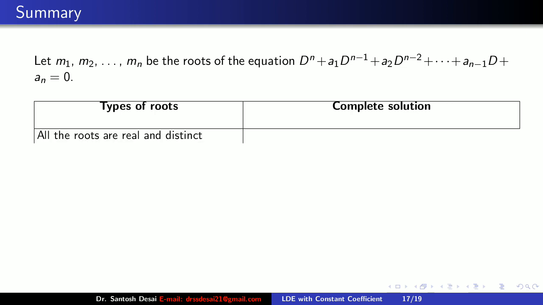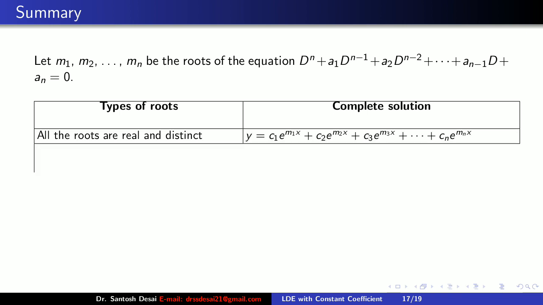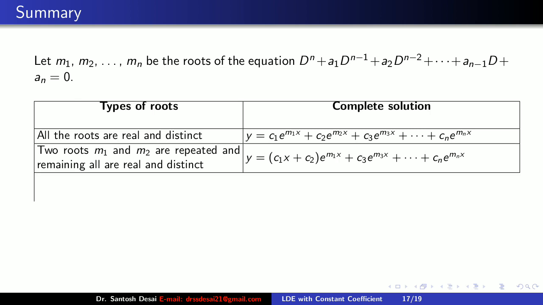So the first one, if all the roots are real and distinct, in this case the complete solution is y = c1 e^(m1x) + c2 e^(m2x) + and so on + cn e^(mnx). Second case is if two roots m1 and m2 are repeated and remaining all are real and distinct, then the complete solution is y = (c1x + c2) e^(m1x) + c3 e^(m3x) + and so on + cn e^(mnx).